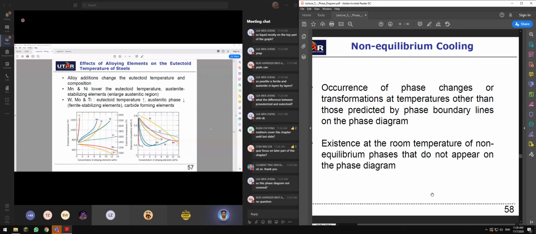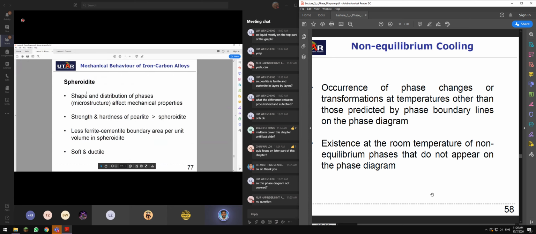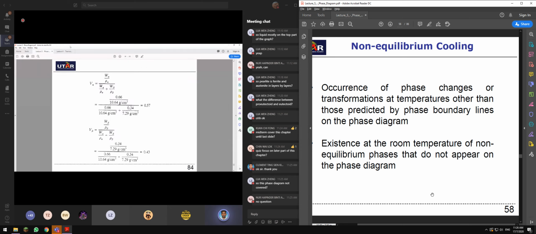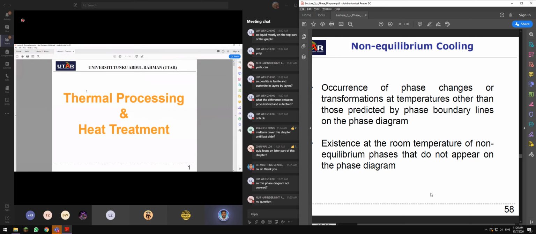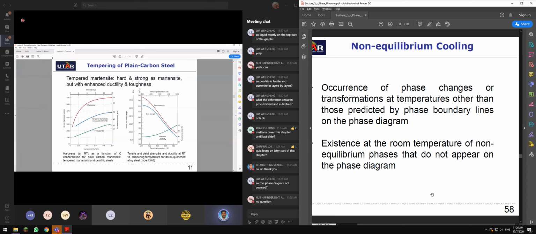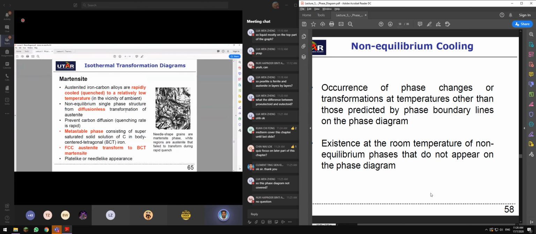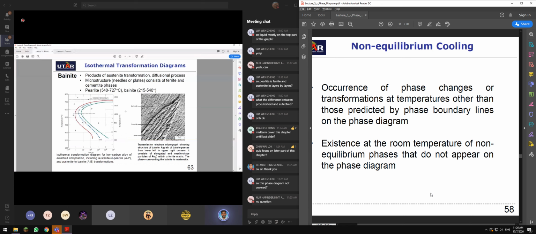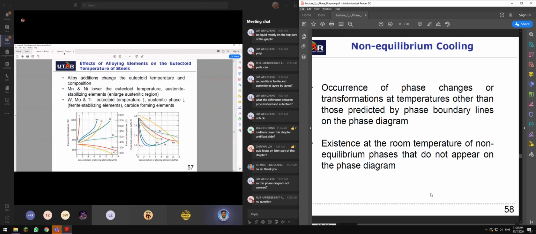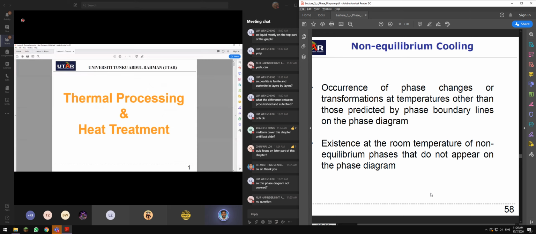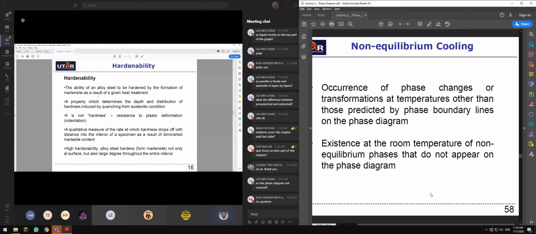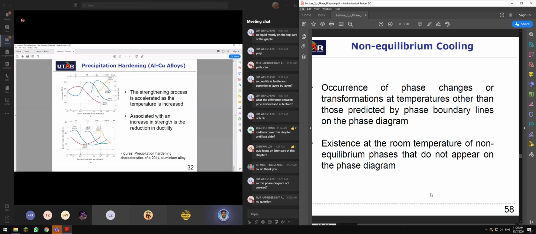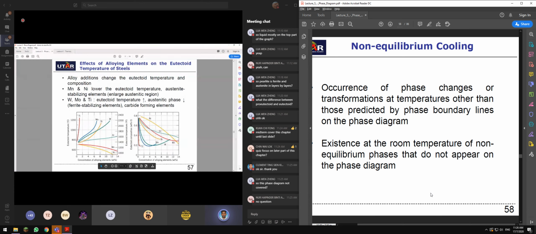Okay, guys, try to digest these, and next week we will finish up topic 5, just a little bit more, and then we'll start with lecture 6, thermal processing and heat treatment, which is actually an addition to this. Both are very similar actually. Okay, guys.